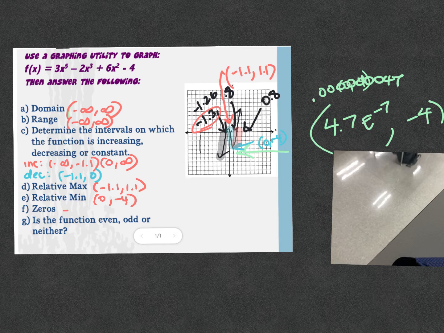The zeros are negative 1.3, 0.8, negative 0.8, and positive 0.8. And is the function even, odd, or neither? Neither, okay? 1, I look at that graph, it's not symmetric to the y-axis and it's not symmetric to the origin. 2, if I plug in a negative x, it's not going to go away. If I plug in a negative x and a negative y, some of it changes, but not all of it. So this would be a neither.